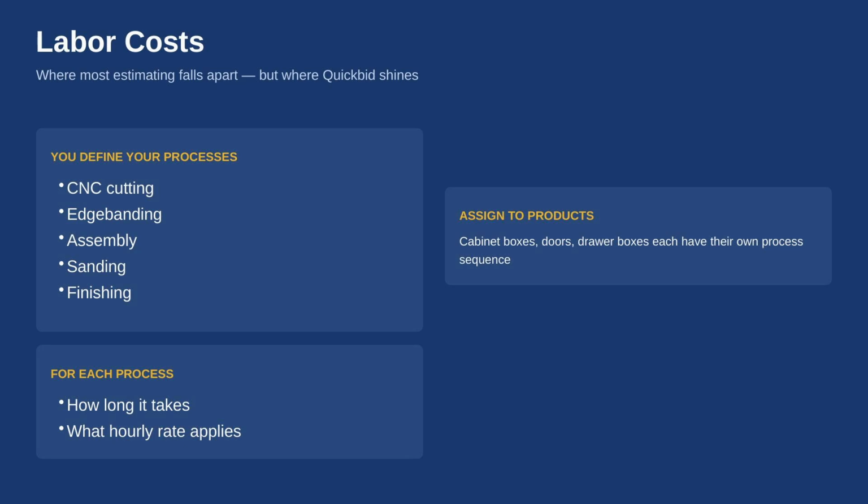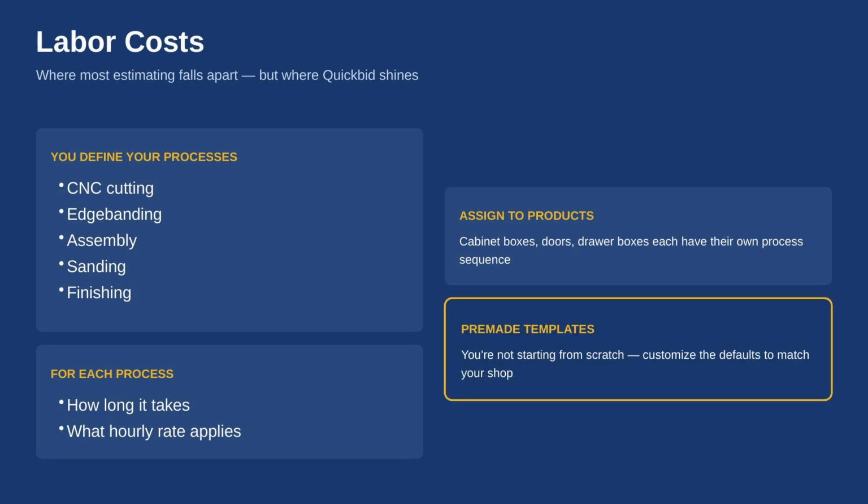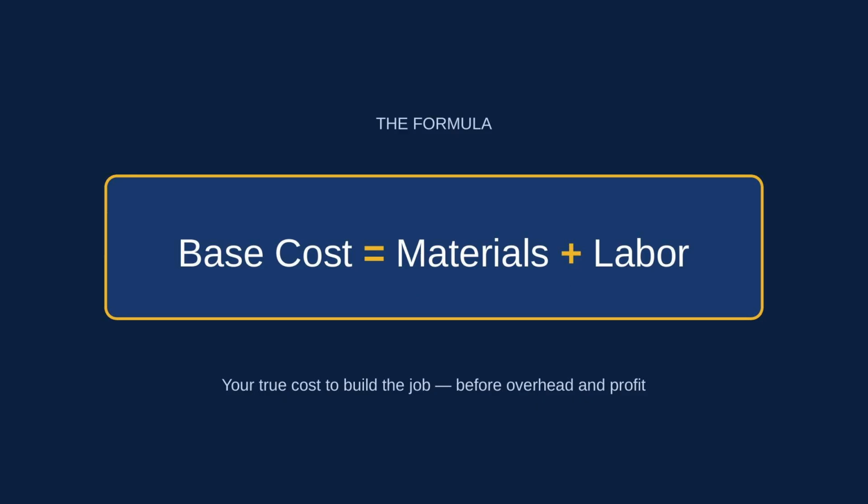That sounds like a lot of work, but Quickbid comes with pre-made templates for you, so you're not starting from scratch. Quickbid takes every part of the cabinets in your order and runs them through your predefined processes, calculates the time at your hourly rates, and gives you an exact labor cost, not an estimate. So your base cost equals your material cost plus your labor costs. This is your true cost to build the job, before overhead and profit.